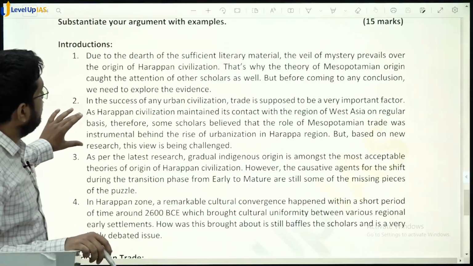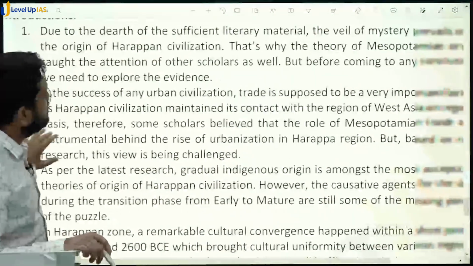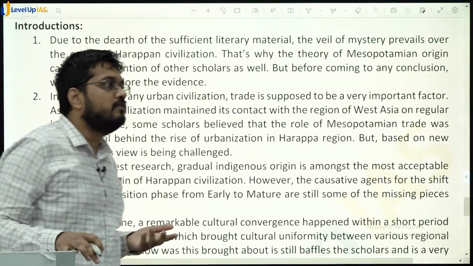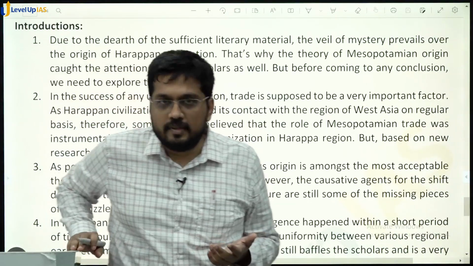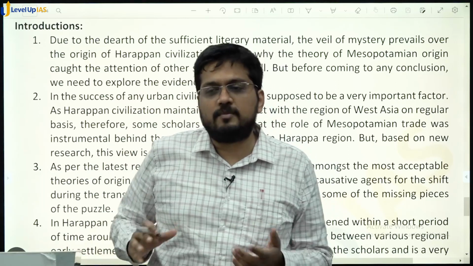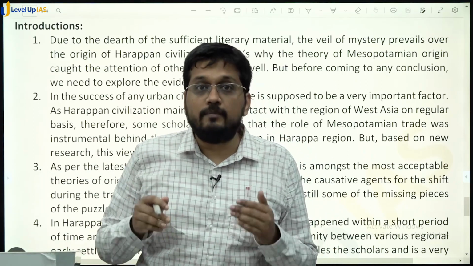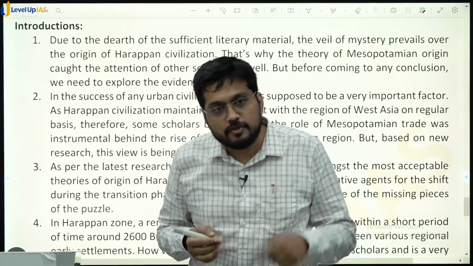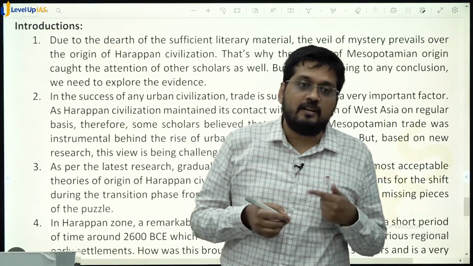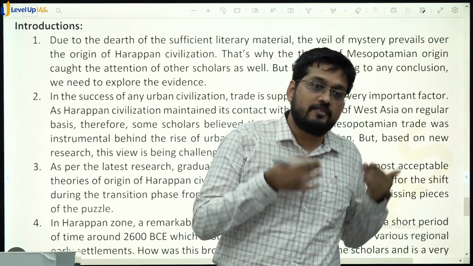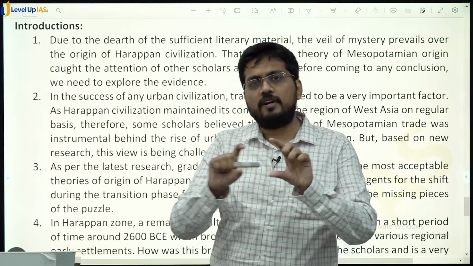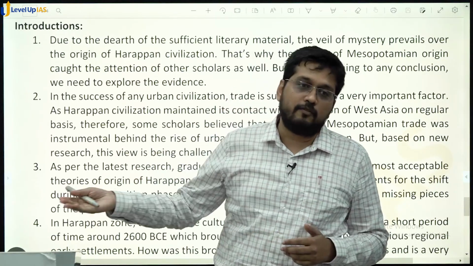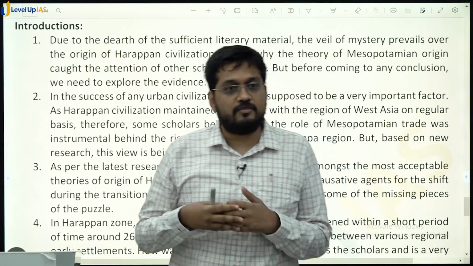First, a very simple introduction. Due to the dearth of sufficient literary material, the veil of mystery prevails. So whatever questions you come across in the Harappan era, those questions come from some debatable context, and debate exists primarily because you have less access to data, which is because you don't have literature available to you, which is because you have not read the script. So a stock introduction for many questions about Harappa is the dearth of literary material, so the veil of mystery remains.